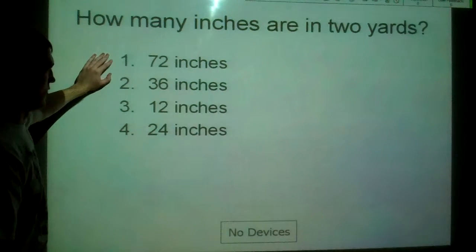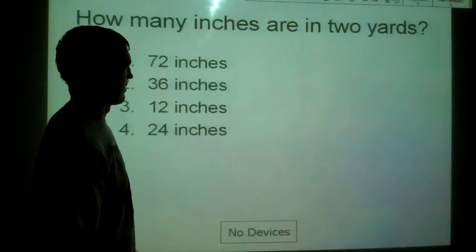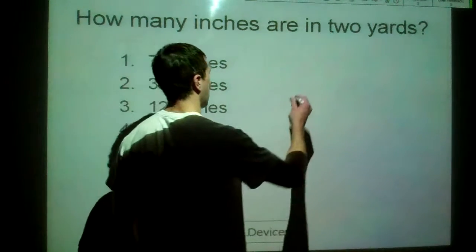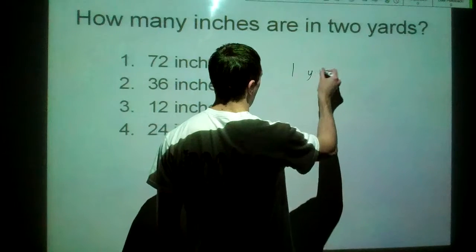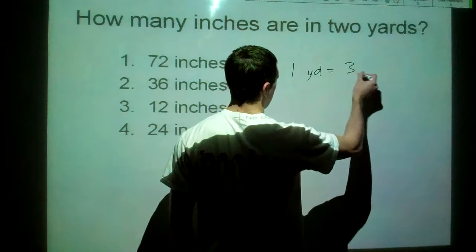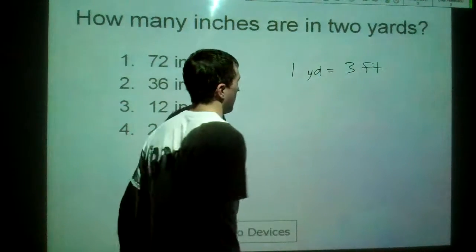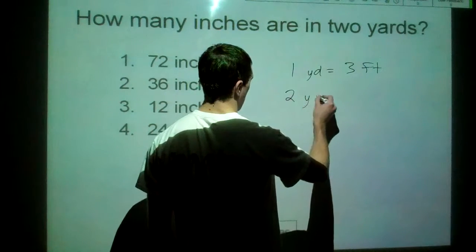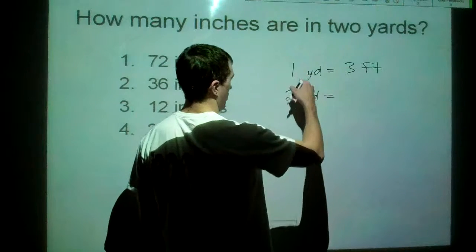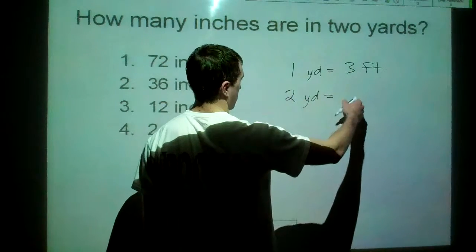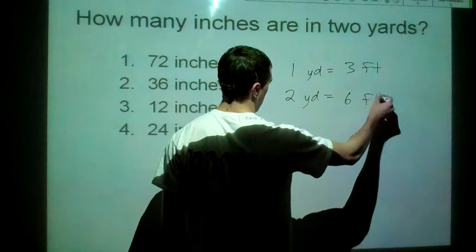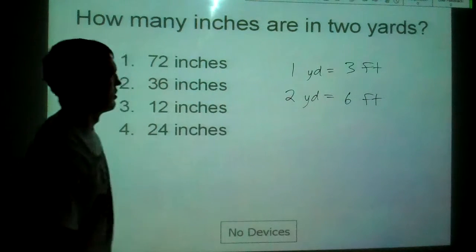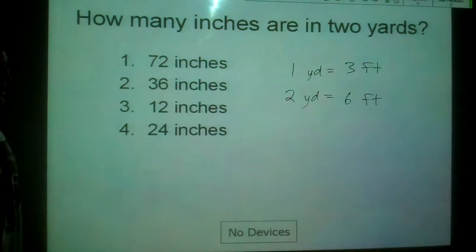How many inches are in 2 yards? Well, let's first look at what is 1 yard. 1 yard equals 3 feet. Alright. So 2 yards, we're doubling, so it has to be 3 times 2, 6 feet. Alright. And now we can see we've got 6 feet.